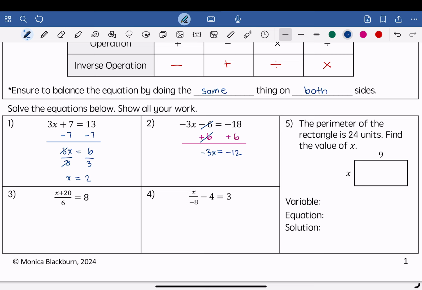Now I have multiplication here. Negative 3x, negative 3 times x. The opposite operation is division. I'm going to divide this by negative 3. Whatever I do to one side, I do to the other. I am left with x is equal to negative 12 divided by negative 3 is positive 4. We also have to follow the double sign rules. Negative divided by negative is a positive.